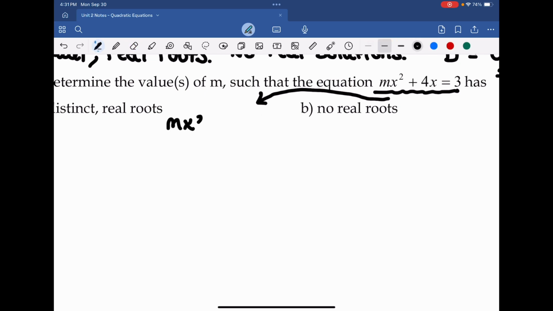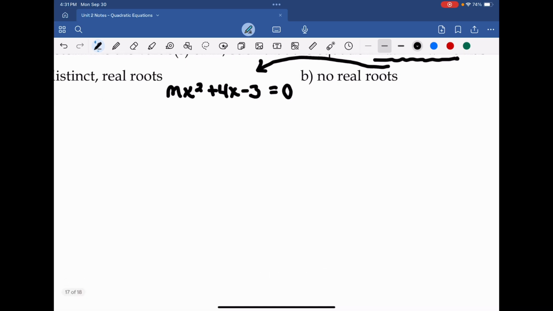And I'm just going to make that a touch neater. mx squared plus 4x minus 3 is equal to 0. That's me rewriting the equation with all the terms on one side. Now, we're going to label our a, b and c. a is equal to m, b is equal to 4, and c is equal to negative 3. Our constant is the negative 3.